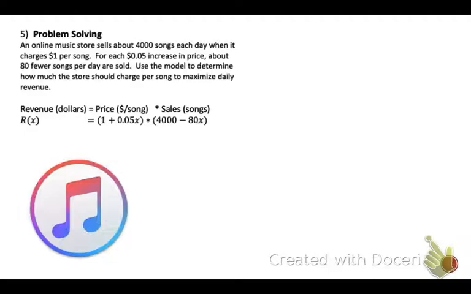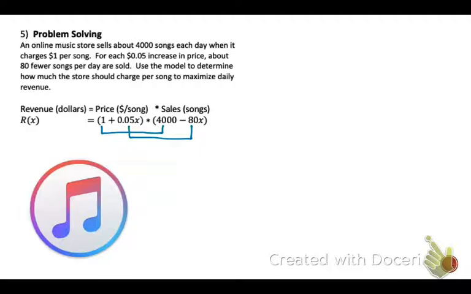So R of x, that stands for revenue in terms of dollars, equals, so we know right now it's $1 plus 5 cents per, we don't know how many increases, so we'll call that x, times our sales. So it's 4,000 songs if the price is $1. But for each 5-cent increase, we need to subtract. So we can set up a little clever, this ends up being a quadratic.